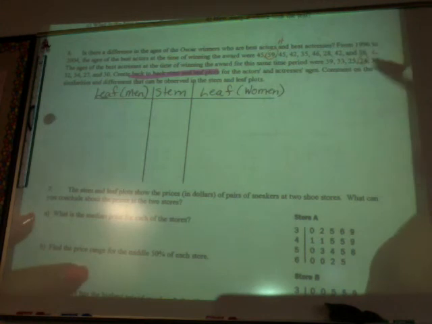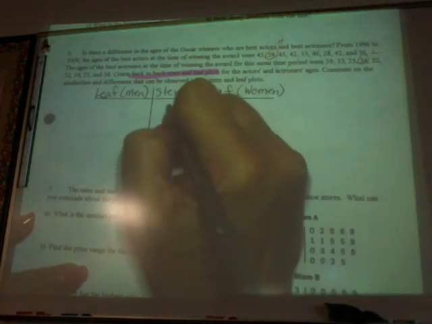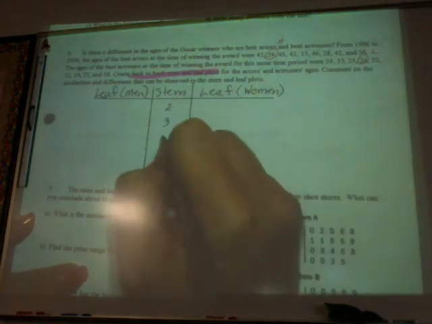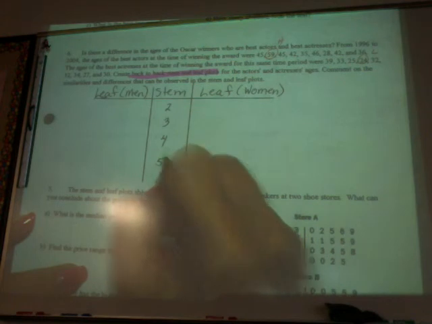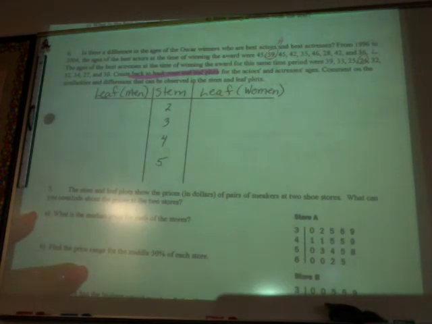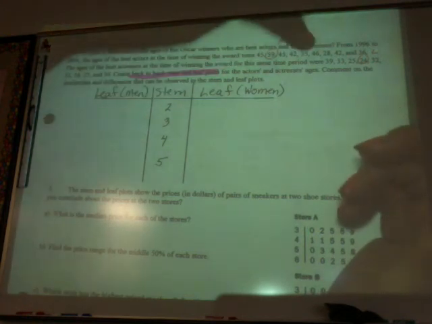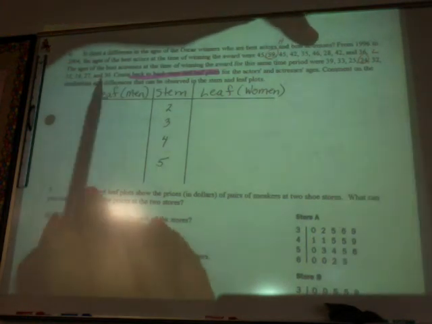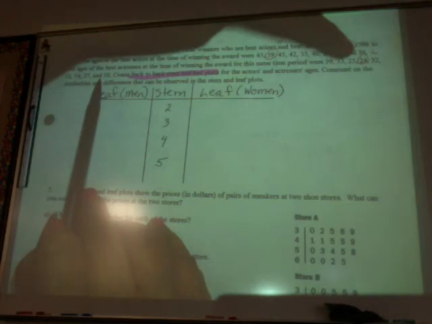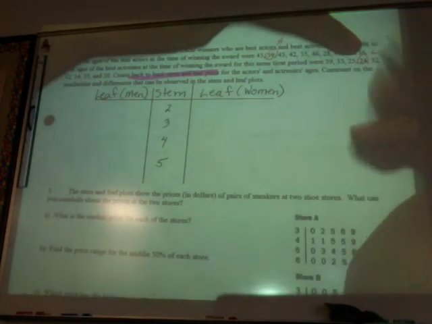All right, so we have 24 to 59. That means we have to have a stem from 2 to 5, right? So we've got 2, 3, 4, and 5. So let's start with the women. We're going to go from smallest to largest on the right. So for the women, and don't forget these ones over here, our smallest or our youngest age is 24, right?